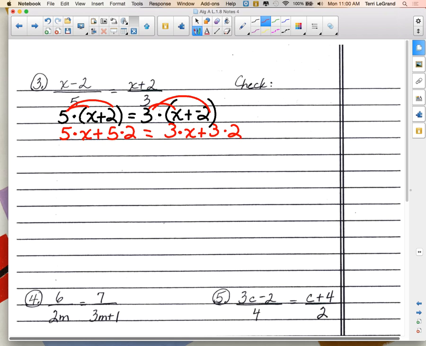I want you to do your multiplications. There's 4 of them there to do. I want you to do them, and then I'll call on you to see what it would be. What's the result?